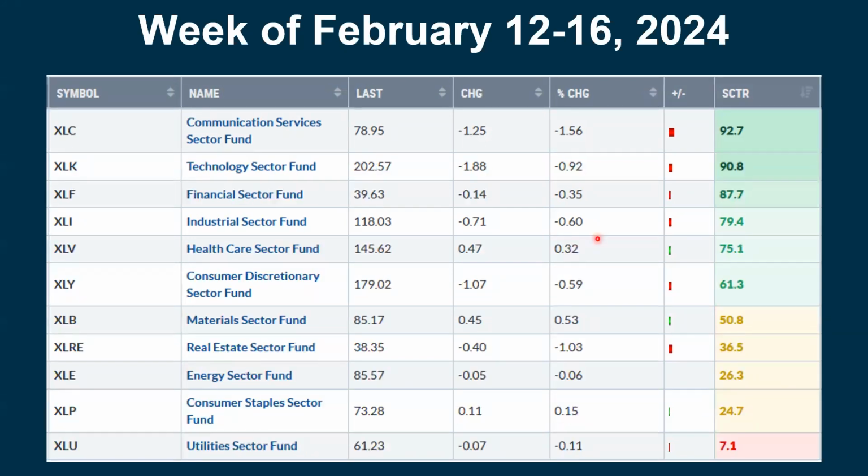Then this next chart looks at the scooter score. This is how are they performing within the context of the market, where we still have communication looking the best, followed by tech, the financial sector, which is holding up, even though we're keeping an eye on New York Community Bank, industrials, healthcare, and discretionary. These are all looking more positive. The one area that's been really weak lately has been utilities.